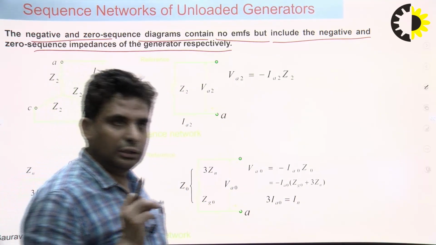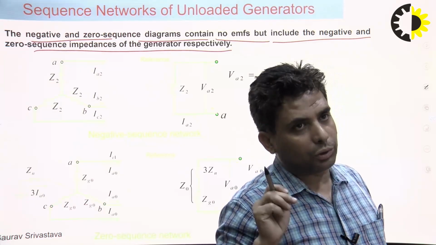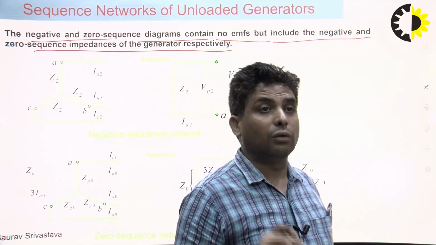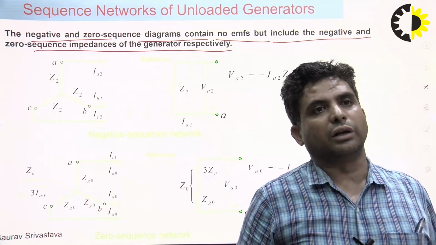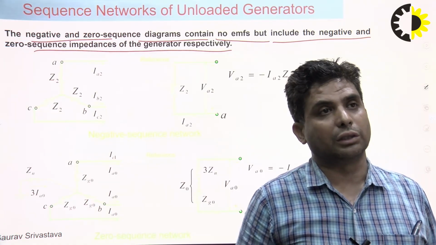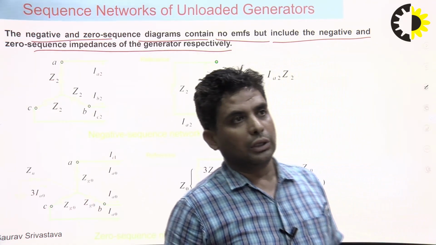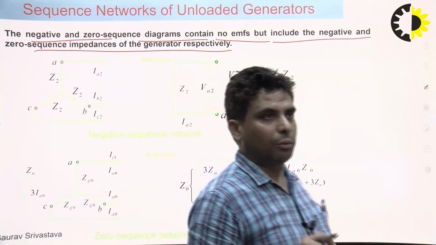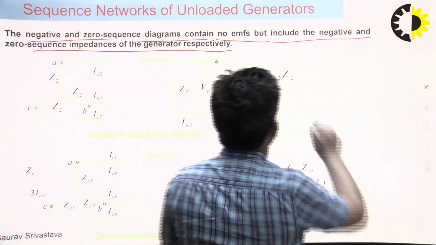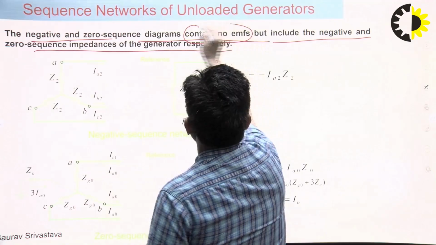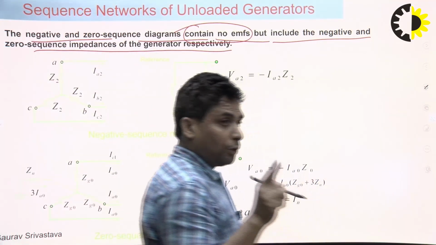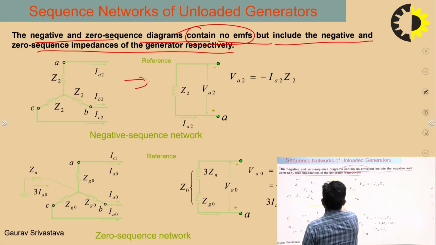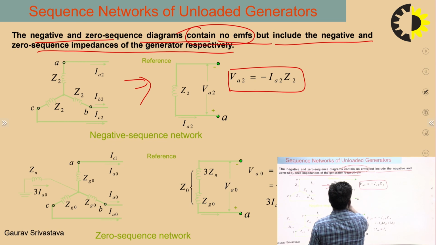Now the currents are available in the positive, negative and zero sequences; all three sequence currents are available in the circuit, but the voltage is generated only in the positive sequence. That's why the net EMF is given by VA1 is equal to EA minus IA1 Z1. Otherwise, in the negative and zero sequence networks, voltage is not available, so there is no EMF. That's why the positive sequence voltage is generated. So now the condition becomes like this, and VA2 is equal to this.